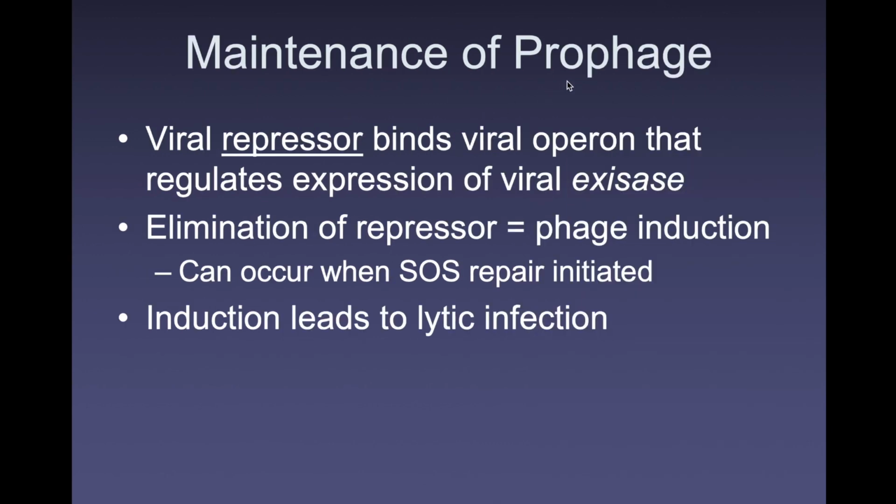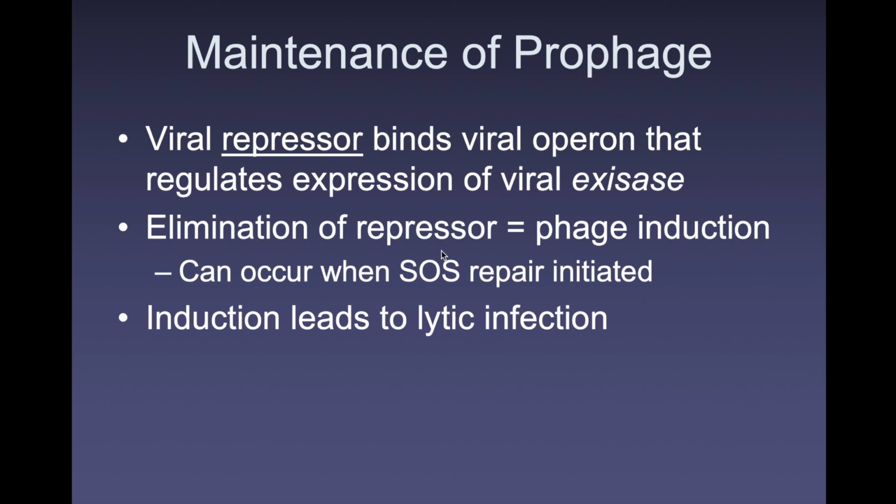This prophage stage is maintained indefinitely through something called a viral repressor. This is, I guess, a type of protein that physically sits on top of the viral DNA when it's integrated in the host cell, and it prevents the expression of a particular enzyme called the excisase, which is responsible for cutting out that viral nucleic acid. So it's a regulator of a regulator, essentially. But as long as that repressor remains bound to that viral part of the nucleic acid, then you have the maintenance of that prophage stage.